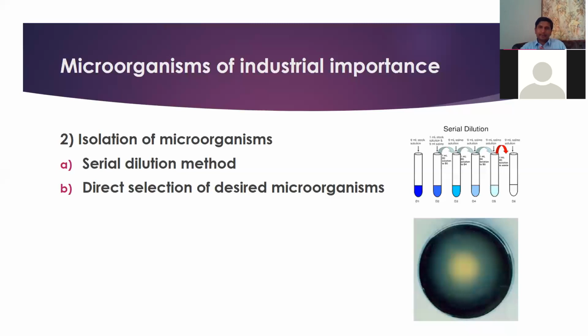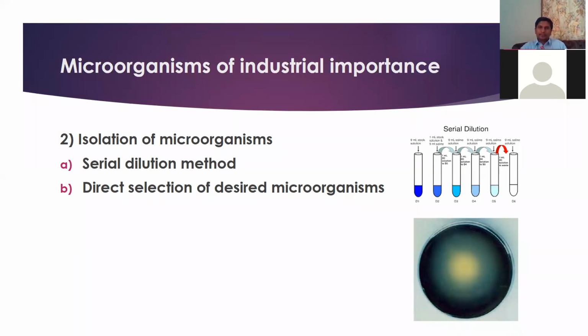We have learned so many times about these techniques. And the first one is the serial dilution method. This is a very well known method of the isolation of microorganisms. Serial dilution method is actually isolating the microorganisms from the rich sources of the environment, right? Serial dilution means we are diluting the sources from where the microorganisms are going to be isolated.